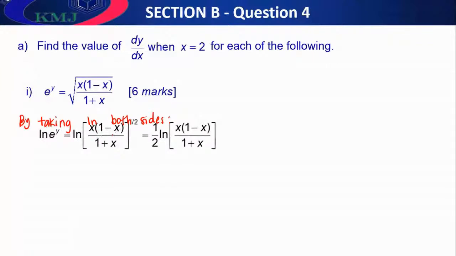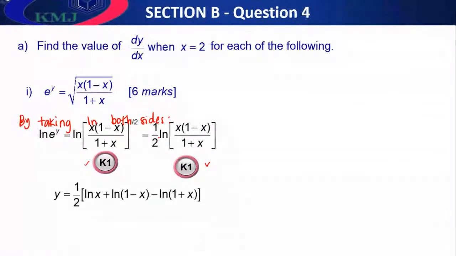The cube root is equal to the power of 1 over 3 here. By using the properties, you can bring 1 over 3 to the front. So you will get 1 over 3 ln of x(1 minus x) over (1 plus x). So K1 for taking ln both sides, and another K1 for using the properties of ln, bringing the power to the front. Next, ln e^y equals y, because you can bring the y to the front: y ln e. ln e is 1, so y times 1 is y.